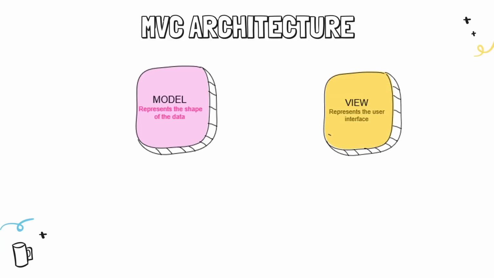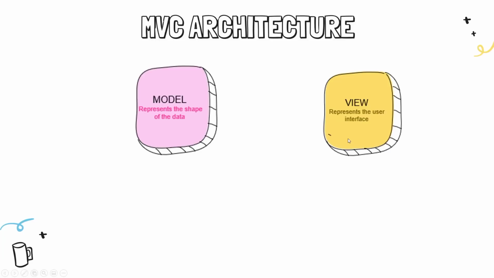Then we have the view in MVC, which is the user interface. View can be thought of as the HTML and CSS that you write to make things fancy and beautiful. Whatever you see on the website with your eyes is basically the view that is being displayed to you.